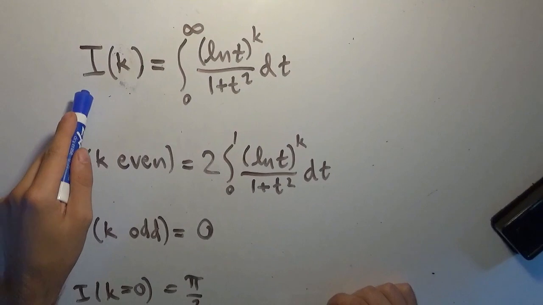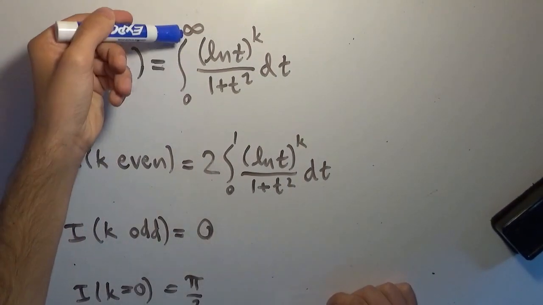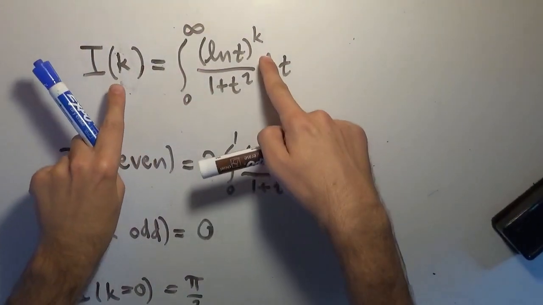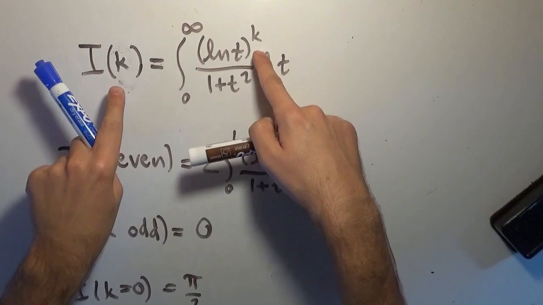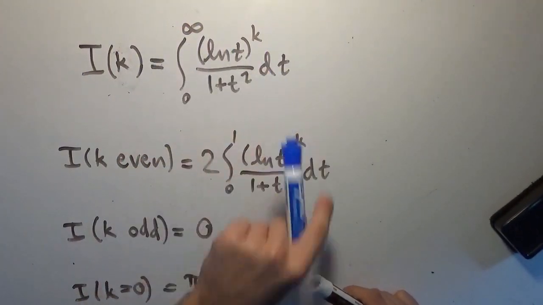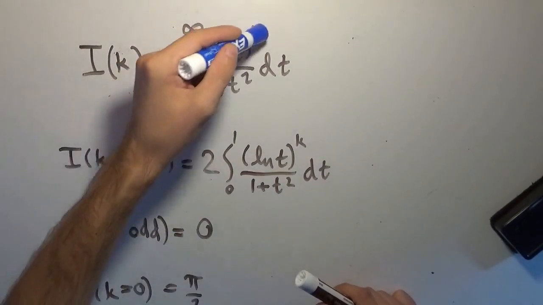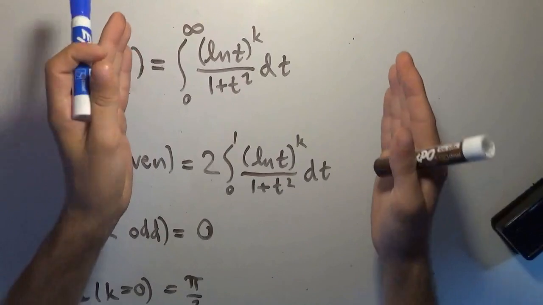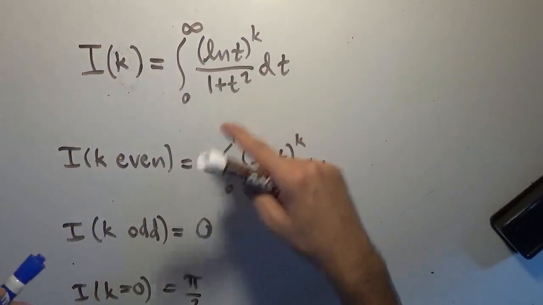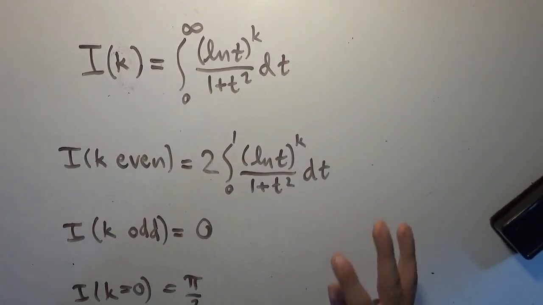We defined I of little k, capital I of little k, to be the integral from 0 to infinity of the natural logarithm of t to the power of k, that's the function input for the independent variable k, all over 1 plus t squared with respect to t. So we're integrating over this function, and we're seeing what it gives us in the area under the whole curve at different non-negative powers. So k is 0, 1, 2, 3, non-negative integer powers.